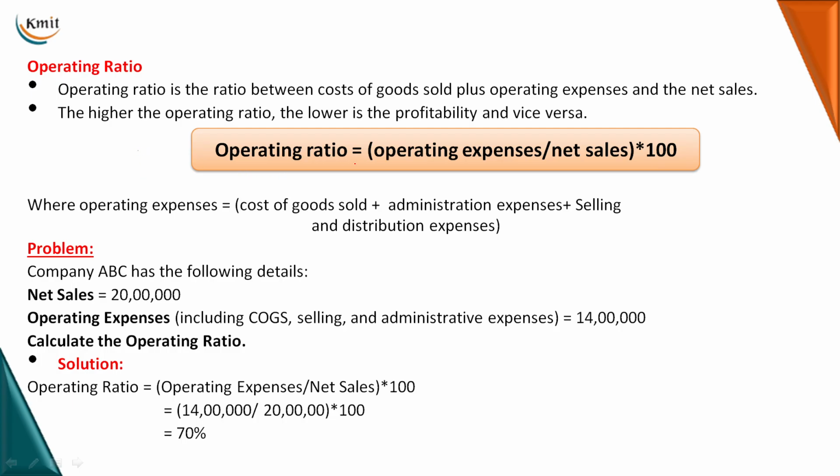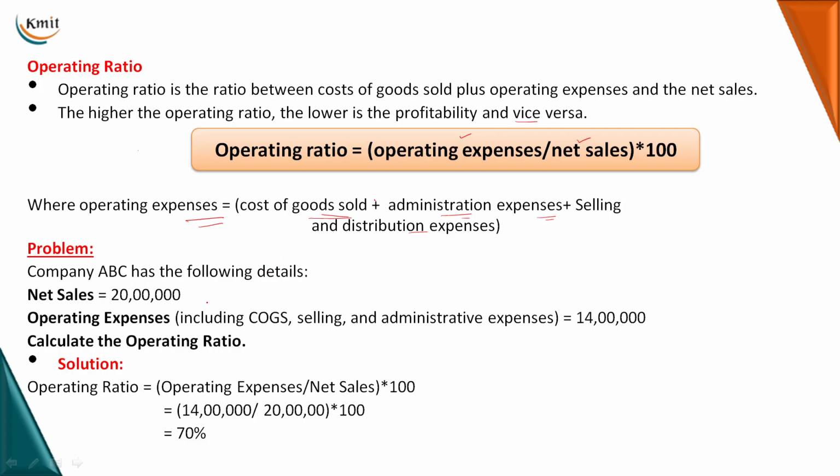Next, operating ratio. The formula is operating expenses divided by net sales into 100. It is a ratio between cost of the goods sold plus operating expenses and the net sales. Higher the ratio, the lower is the profitability, and vice versa. Operating expenses are calculated by considering all these aspects: cost of the goods sold, administrative expenses, selling and distribution expenses, etc.